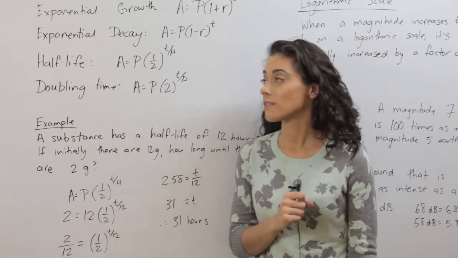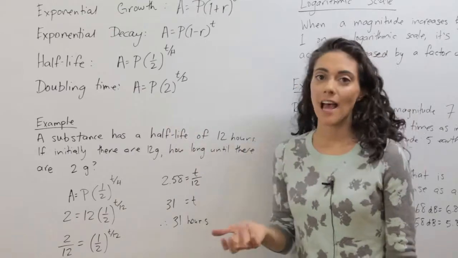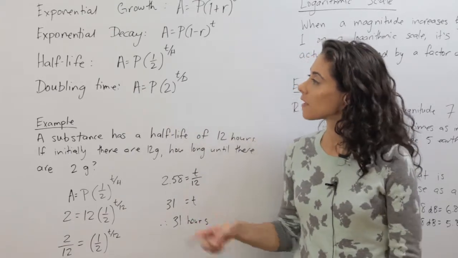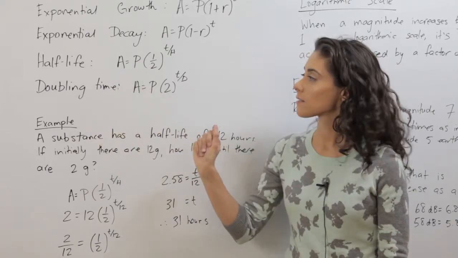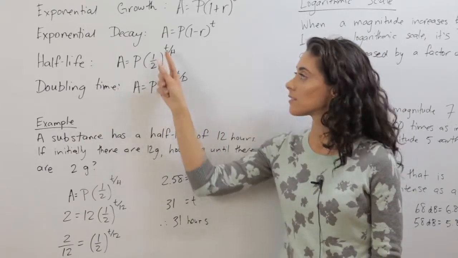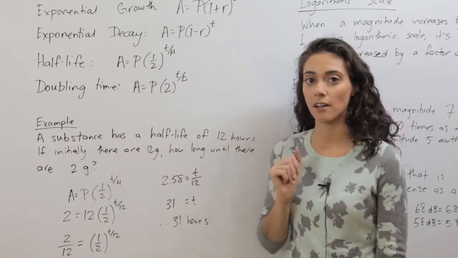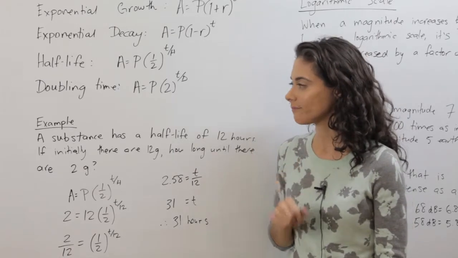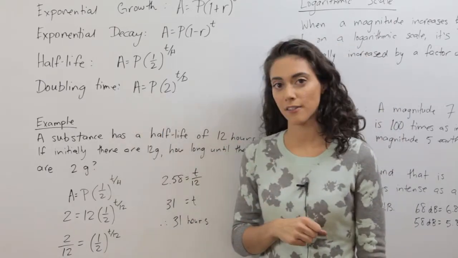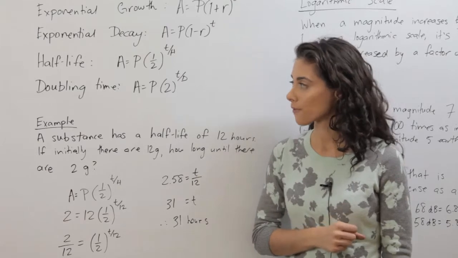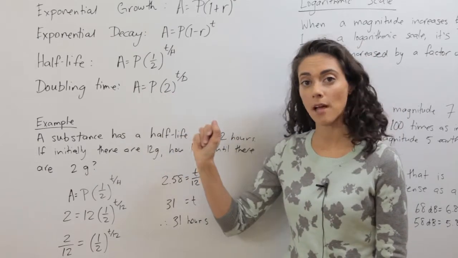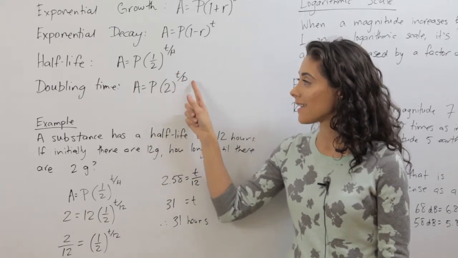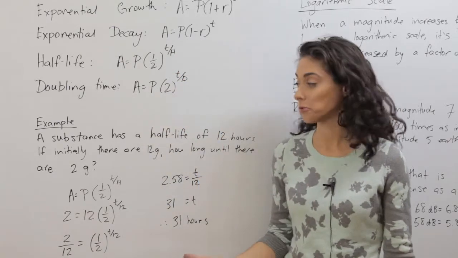Two examples of growth and decay. Half-life is a common one used in science. Half-life is how long it takes for something to halve. Given the half-life, this formula will tell us the amount of some substance given the starting amount, time gone by, and the half-life of that substance. Doubling time is a specific example of exponential growth. Once again, starting amount, future amount, time gone by, and how long it takes for that thing to double.